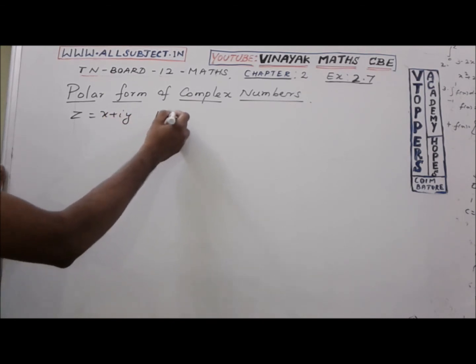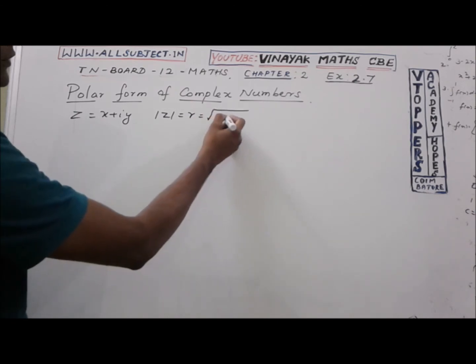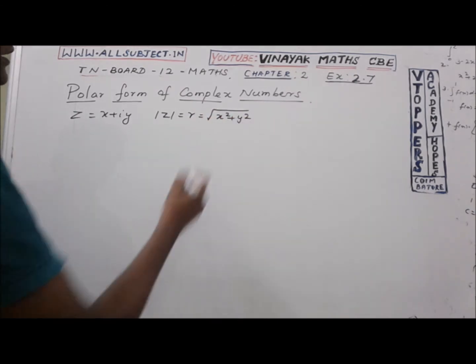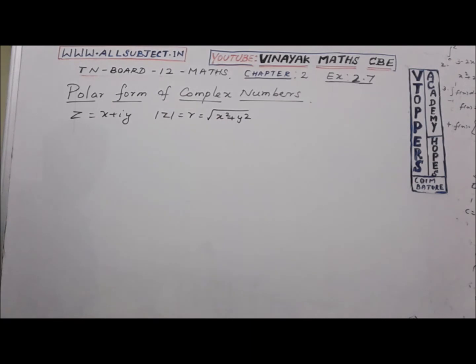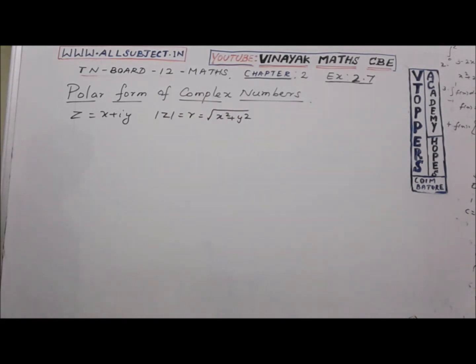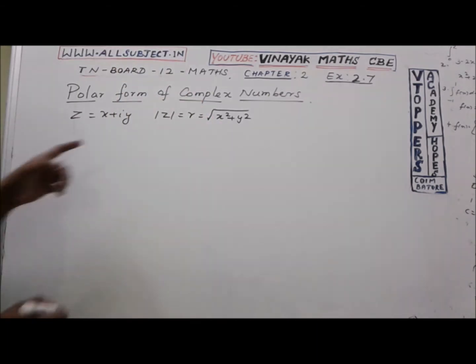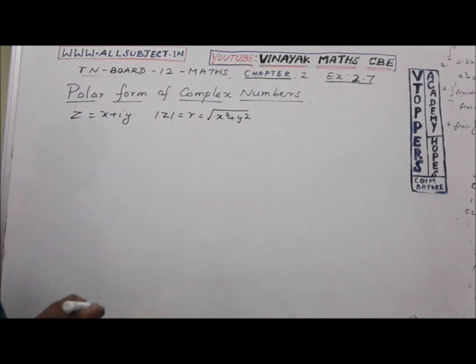For z equal to x plus iy, the modulus of z equals r, which is calculated by the formula square root of x square plus y square. That is, the square root of the sum of the squares of the real and imaginary parts, x and y. And this is known as the modulus or absolute value of z.